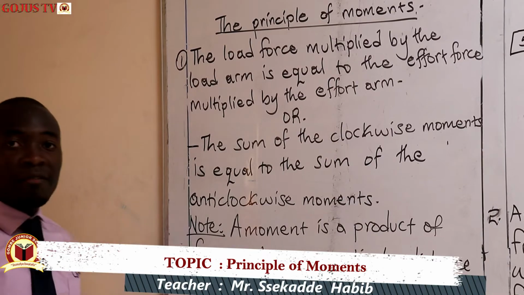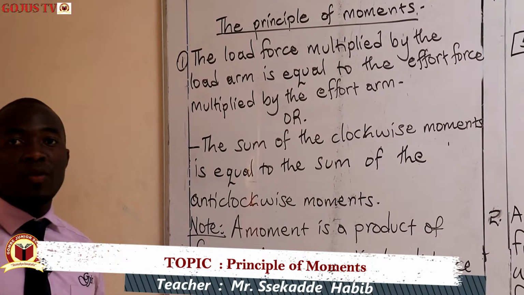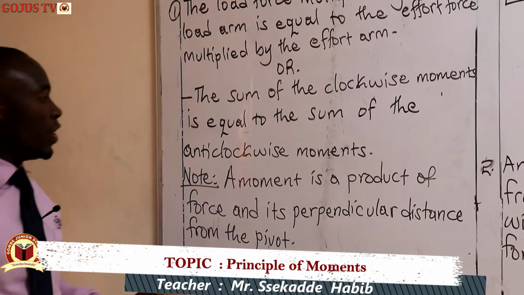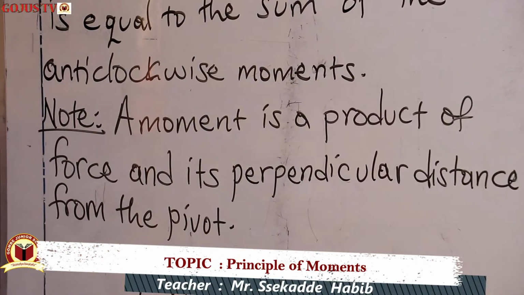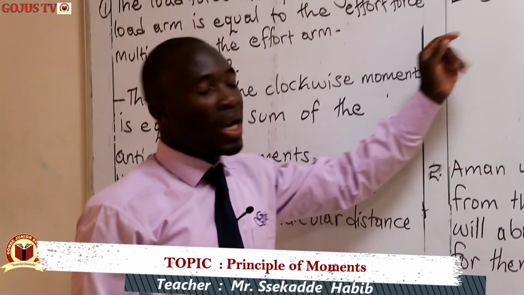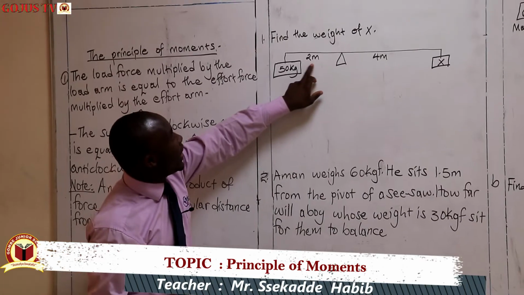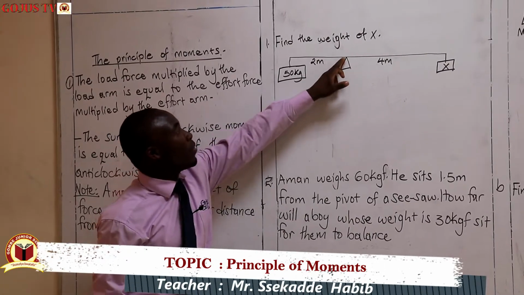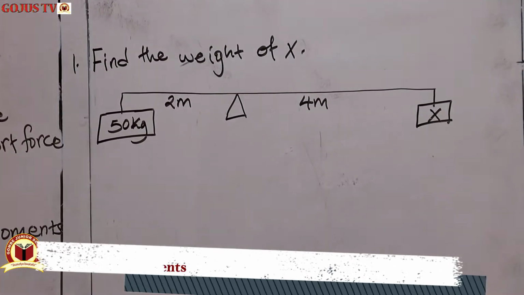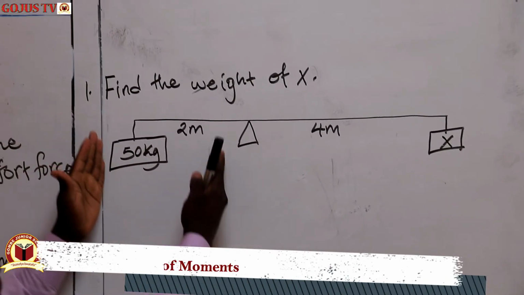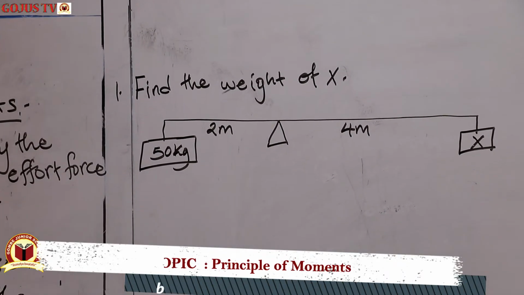Here we can first define a moment. A moment is the product of force and its perpendicular distance from the pivot. So any force, for example this one, multiplied by its perpendicular distance from the pivot is what we call a moment. What we mean here is that the moments this side should be equal to the moments the other side.